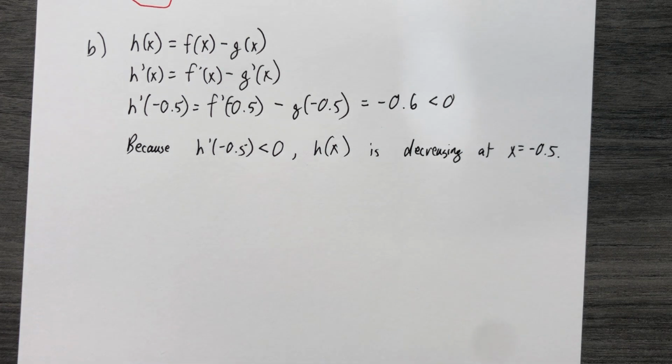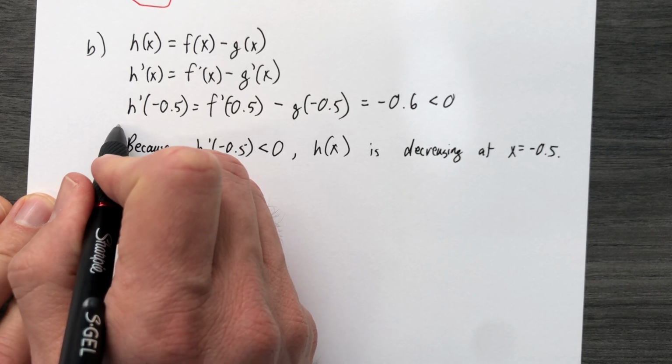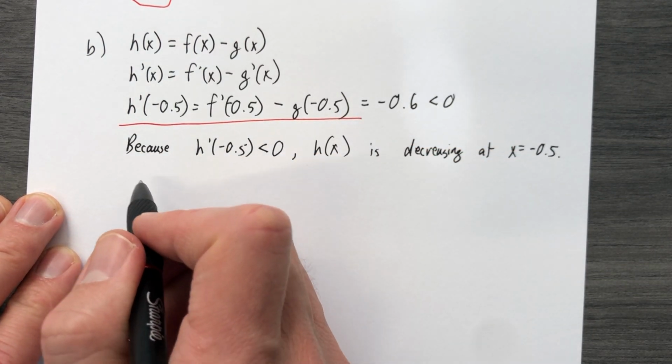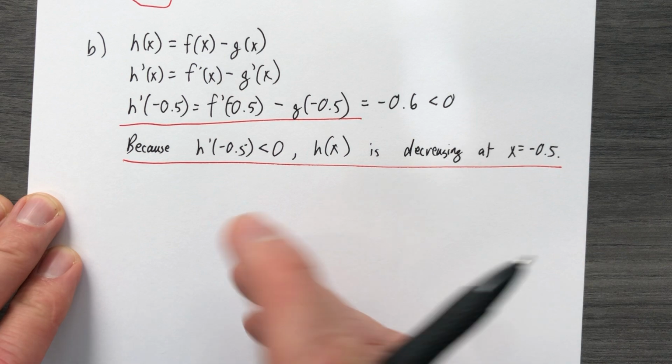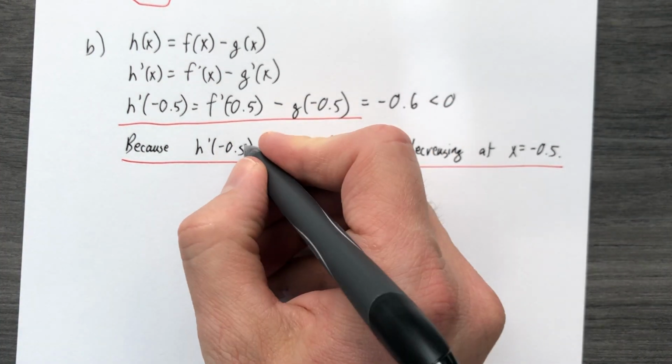All right, let's go ahead and grade this. We got a point for taking the derivative and considering that, and then we got a point for our answer with our reason, and our reason does need to say this in some way or other. All right, there we go.